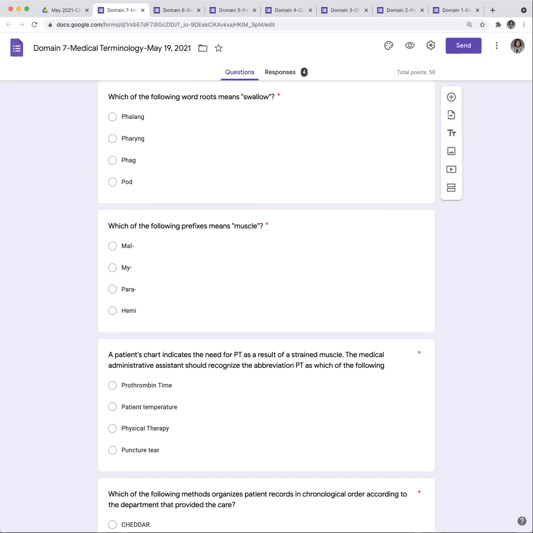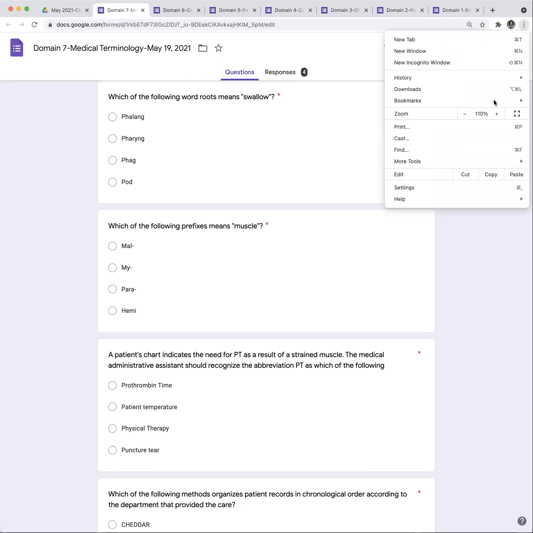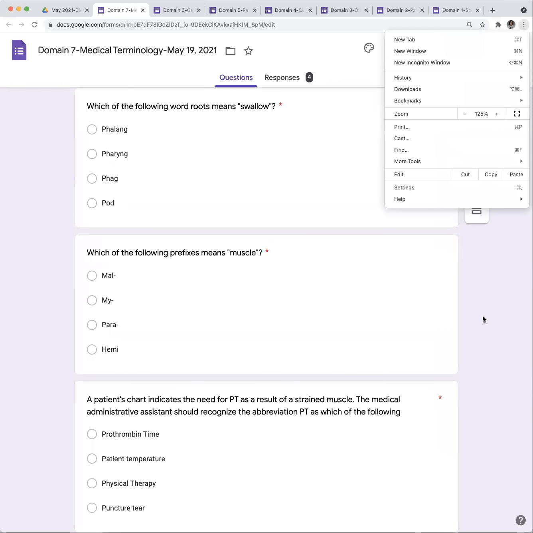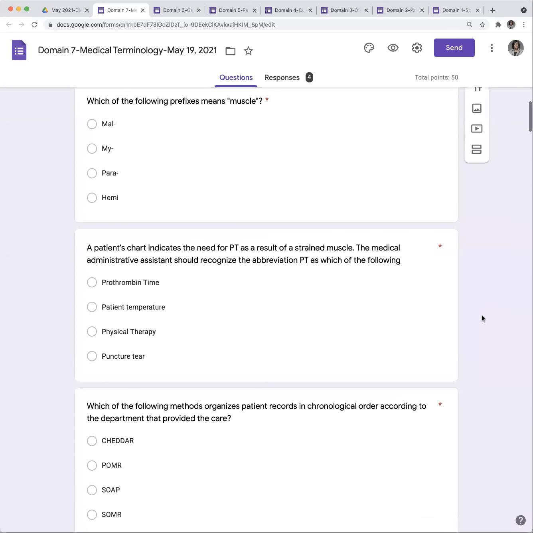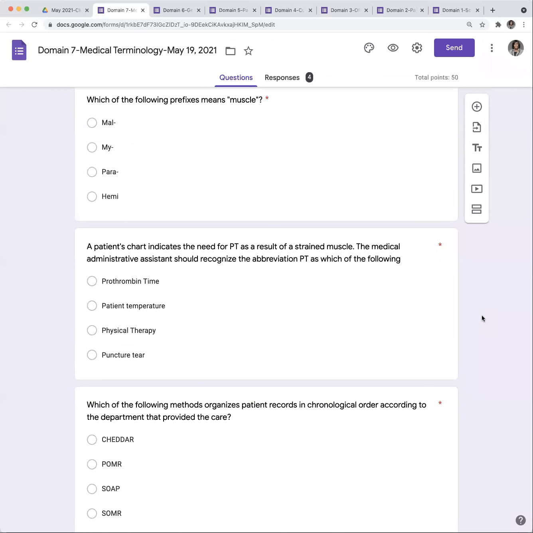Are you able to make that screen a little bit bigger? I said the second one. I can't pronounce it. Yeah, the second one. Yes, pharynge. All right. Which of the following prefixes mean muscle? My.